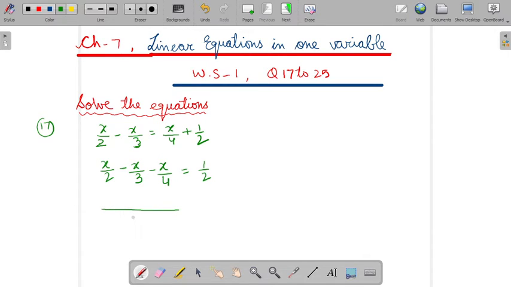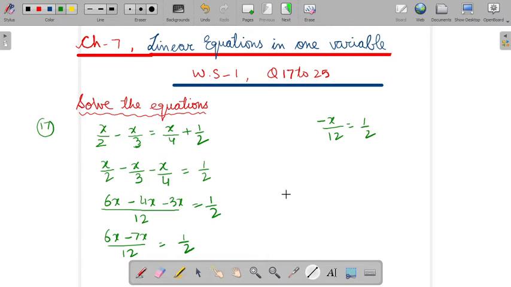Now next step, take its LCM. So LCM will be 12. Divide from below and multiply from above. So you will be getting these as the terms. Now solve it. 6x minus 7x upon 12 equal 1 by 2. And in the next step, minus x upon 12 equal 1 by 2.